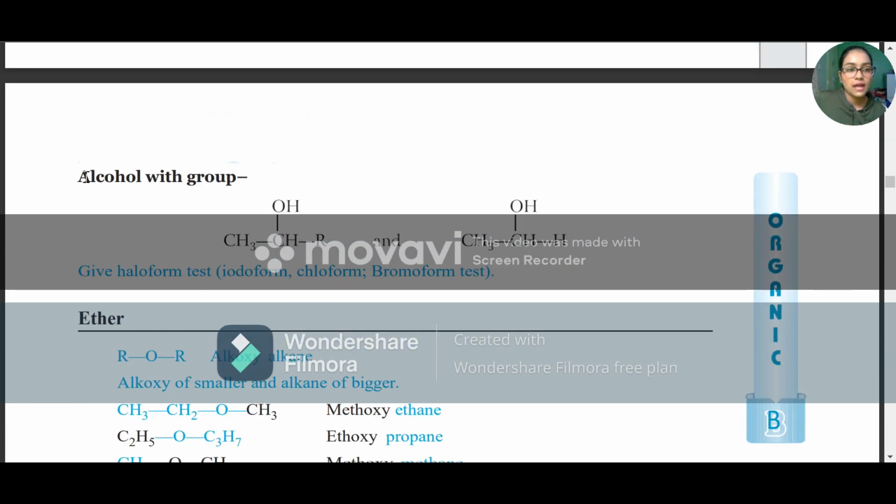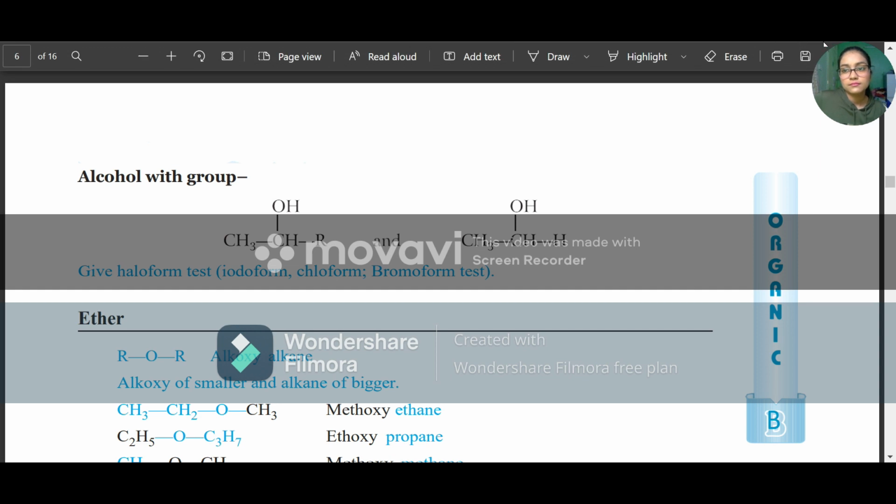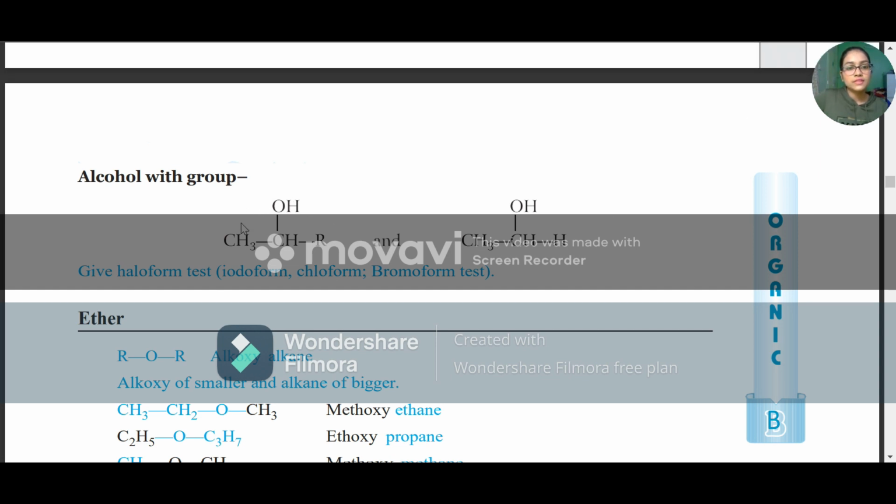So these are the alcohols with different groups. Some give the haloform test, that is iodoform, chloroform, bromoform test. This structure gives haloform test. So presence of this structure gives iodoform test.